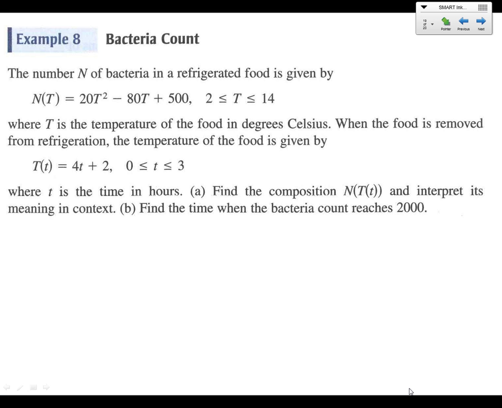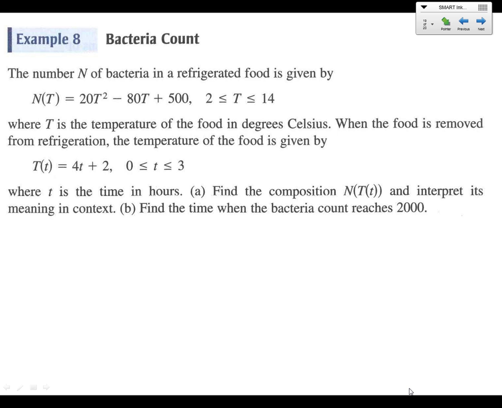Alright, bacteria count, our application example to wrap things up. The number n of bacteria in a refrigerated food is given by this function, 20T squared minus 80T plus 500, with the domain greater than or equal to 2 and less than or equal to 14, where T is the temperature of the food in degrees Celsius. When we remove the food from the refrigeration, the temperature is given by T of t, 4t plus 2, where t is the time in hours.